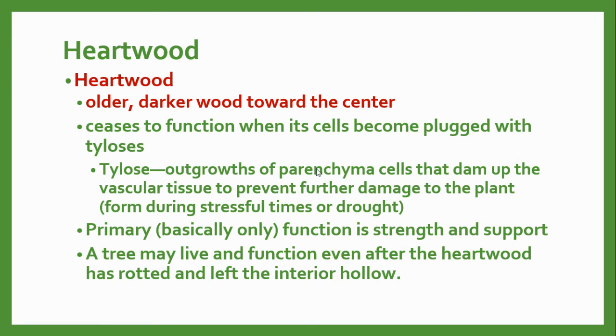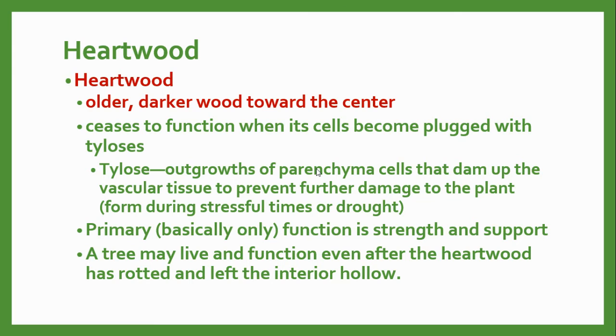Heartwood is older, darker wood toward the center. It ceases to function when the cells become plugged with tylosis. And tyloses are outgrowths of parenchyma cells that dam up the vascular tissue and prevent further damage to the plant. It forms during stressful times or drought. The primary and basically only function is strength and support. A tree may live and function even after the heartwood has rotted and left the interior completely hollow.